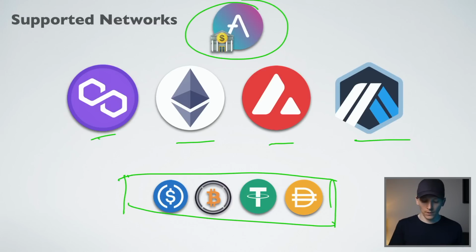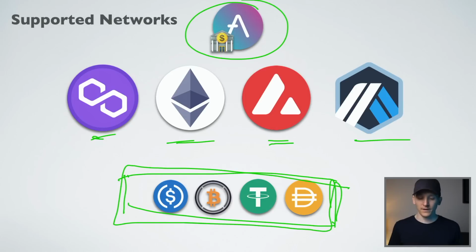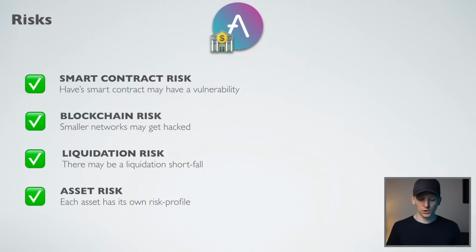If you go on the Polygon, Ethereum, or Avalanche network, they all support, for sure, all of these assets. These are the biggest assets on Aave. So you have different risks, for sure. You can see the risks right here. Smart contract risk of Aave specifically.